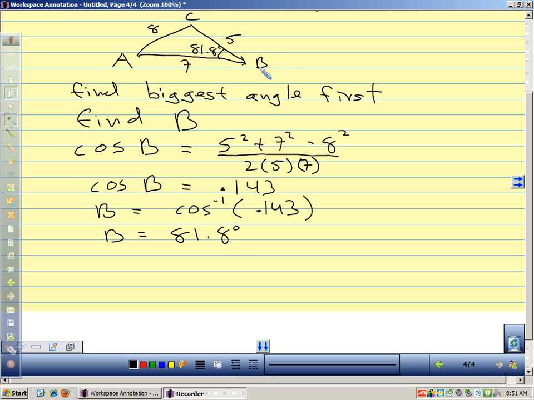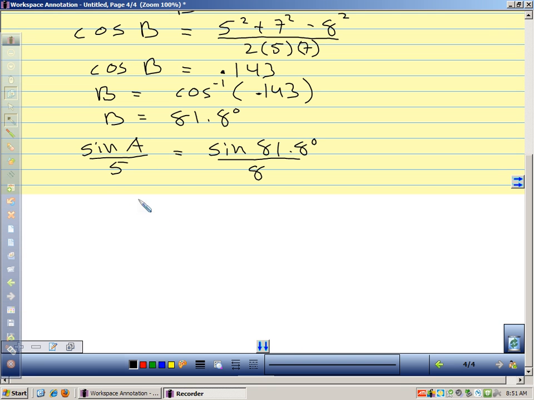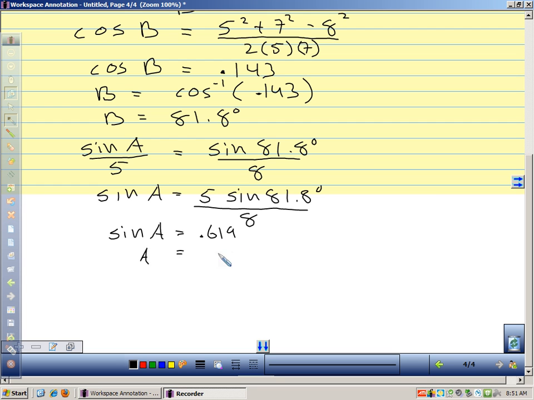So let's use the law of sines to find angle A. I'm going to say that the sine of A over 5 is the sine of 81.8 degrees over 8. So this tells us that sine A is 5 sine 81.8 degrees over 8. When we calculate that, we get sine A is about 0.619. So A is the inverse sine of that. Angle A is about 38.2 degrees.